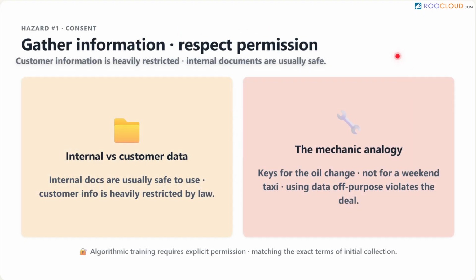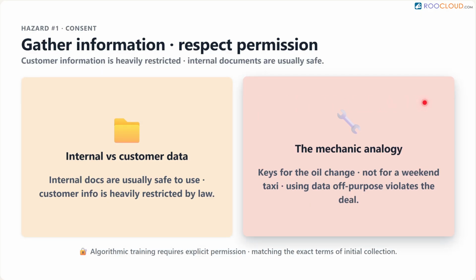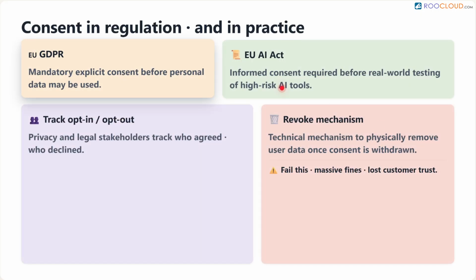Gathering all this information introduces significant hazards, starting with consent. Internal corporate documents are usually safe to use, but customer information is heavily restricted. Imagine you gave a mechanic your car keys strictly to change the oil, but they decided to use your car as a taxi on the weekends. That entirely violates the original agreement. Similarly, using personal details for algorithmic training requires explicit permission based on the exact terms agreed upon during the initial collection. Frameworks like the General Data Protection Regulation, or GDPR, make this mandatory.